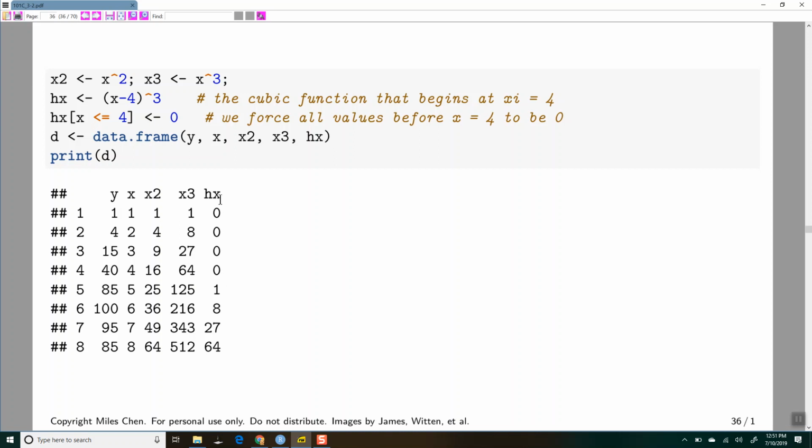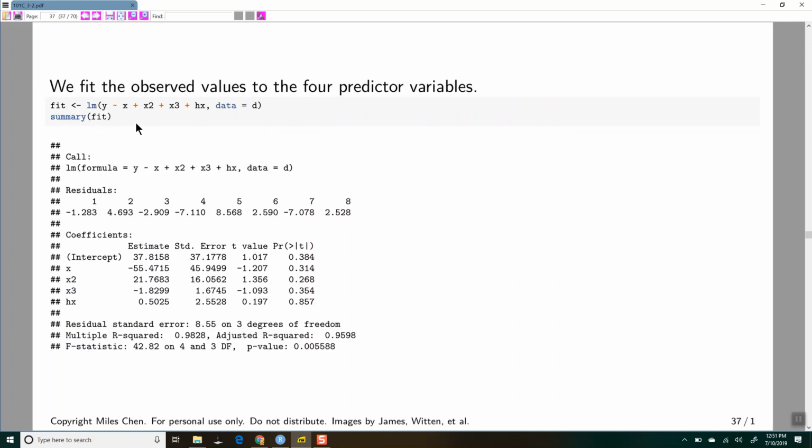And the way it works for h of x, the basis function, is basically it's 0 all the way over here, and then when x is 5, it's basically 5 minus 4 is 1, 1 cubed is 1. Okay, at 6, it's 6 minus 4 is 2, 2 cubed is 8, and so on and so forth. Okay, and so this is basically what we are fitting. And then we just say, okay, let's fit a linear model between x squared, x cubed, and the basis function, and it does this.